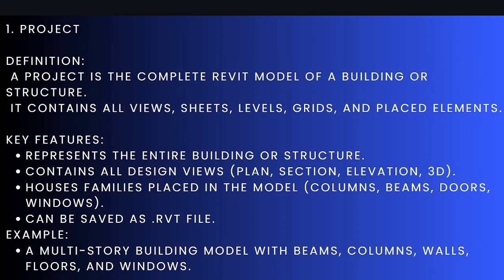What is the definition of a project? A project is the complete Revit model of a building or structure. It contains all views, sheets, levels, grids, and placed elements. Key features: the entire building or structure, for example a multi-story building model with beams, columns, walls, floors, and windows. Windows and doors are for architecture, and for structure we don't usually use doors and windows. We only focus on the structure part.